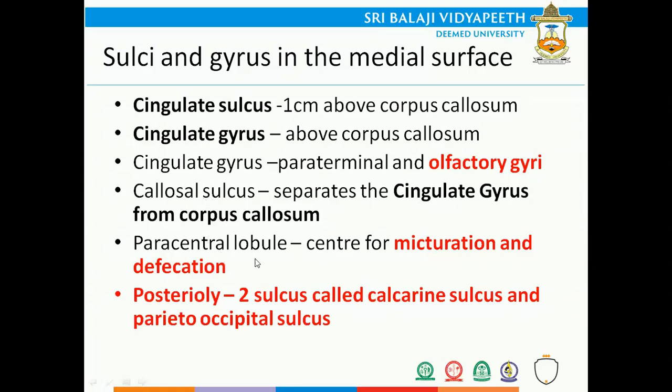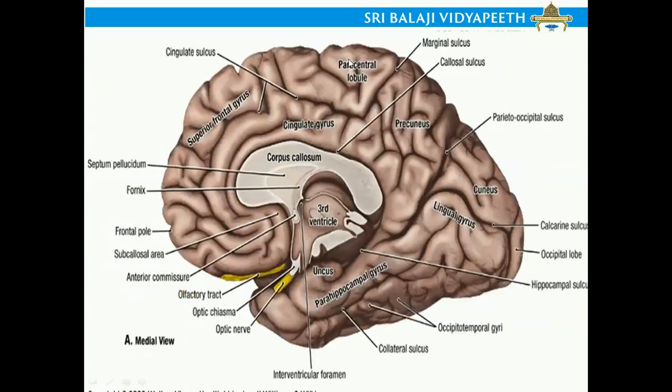The paracentral lobule is the center for micturition and defecation. To go back to the image, the paracentral lobule is the lobule seen above the cingulate gyrus. This is the place which controls micturition and defecation in the human brain.